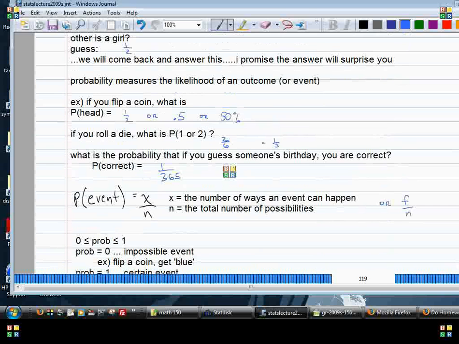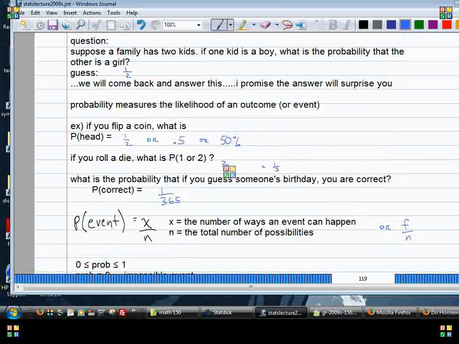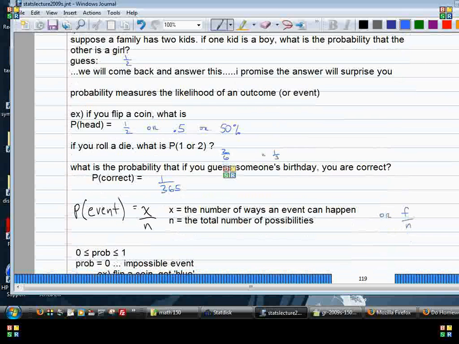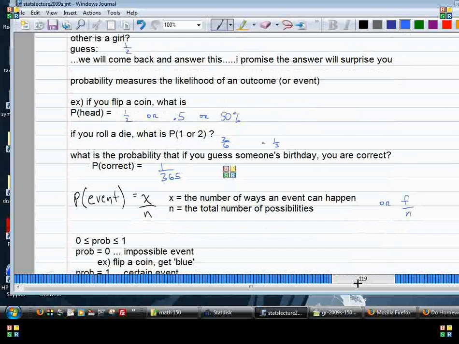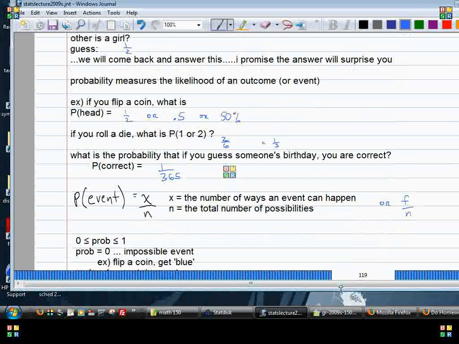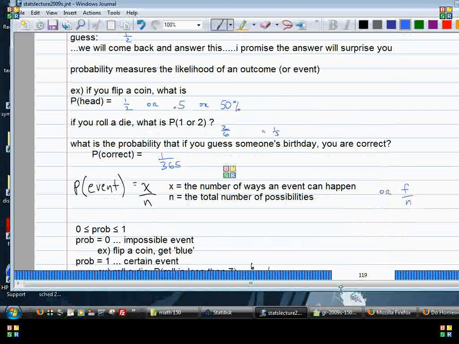Oh, sorry. Just a reminder, some of the characteristics of probabilities. A probability value has to be from 0 to 1. And if you have a probability of 0, that's called an impossible event. So an example of an impossible event, what's the probability that you flip a coin and you get blue? 0, can't happen. Okay.